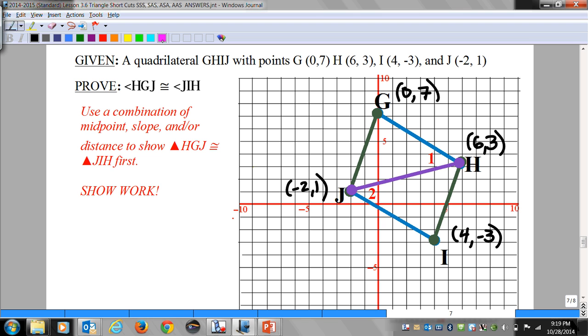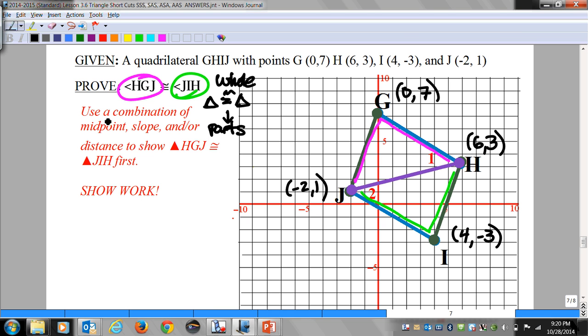Our goal is to somehow figure out how we can get angle HGJ to be congruent to angle JIH. Somehow we want to get these angles congruent. That's the question. Well, there's a real simple process here. If I can make triangles congruent, I can make parts congruent. Keep that in mind. If I can make whole triangles congruent, I can make parts congruent.